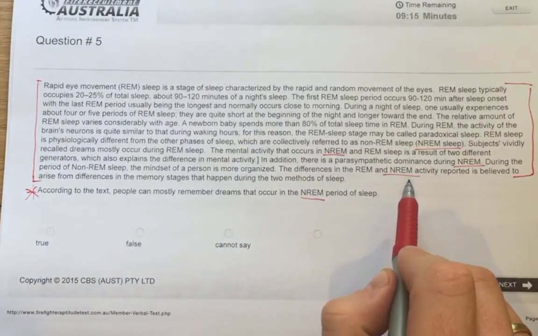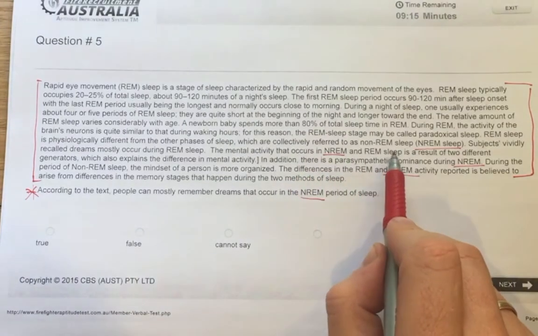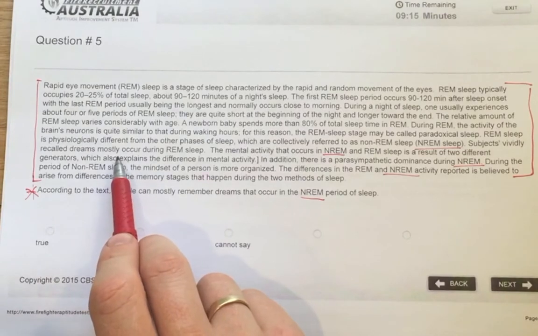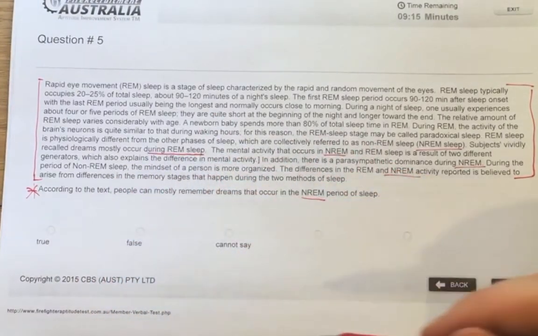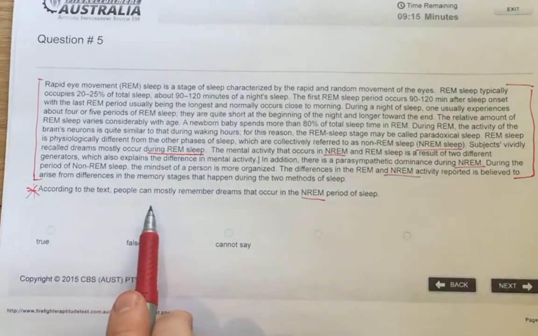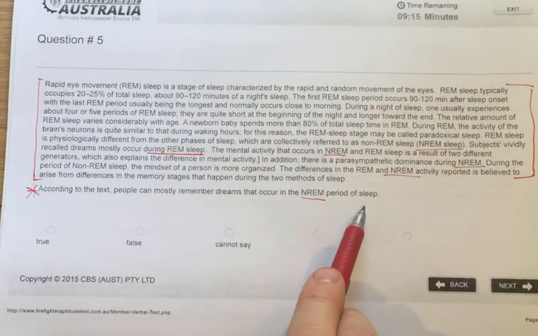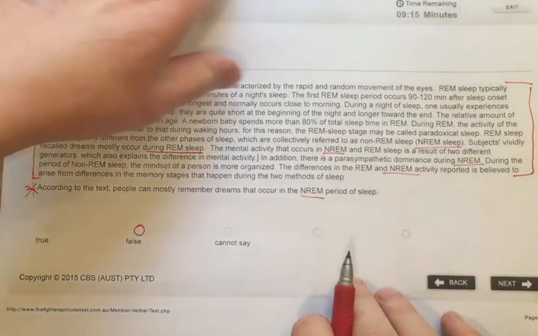And we're talking about dreams, so subjects vividly recall dreams mostly occur during REM sleep. So they most vividly recall dreams during REM sleep. According to the text, people can mostly remember dreams that occur in the NREM period of sleep, so that is false. Okay.